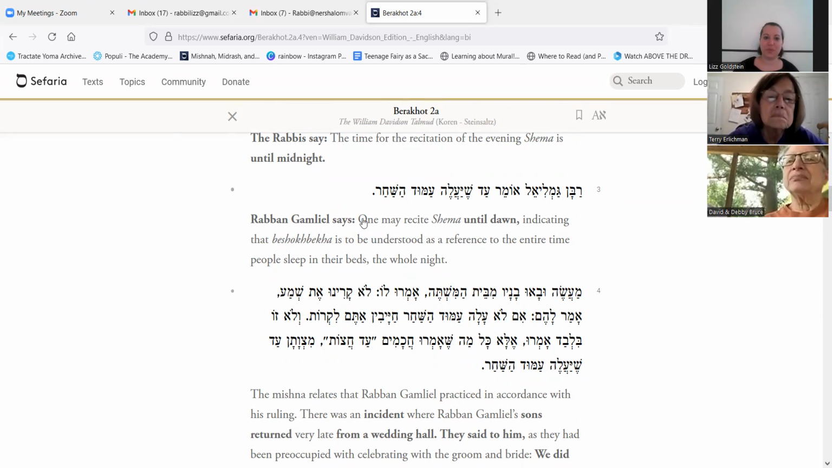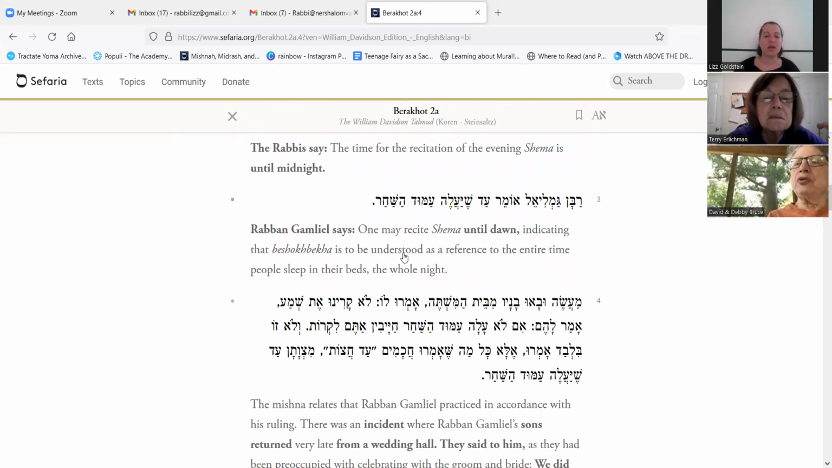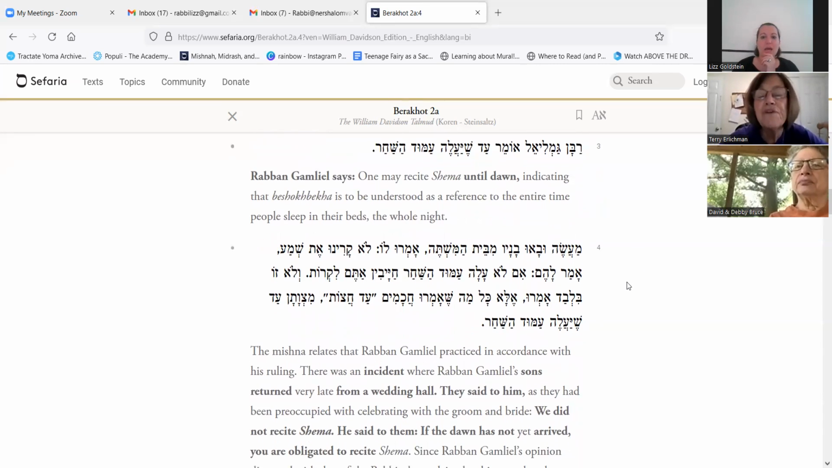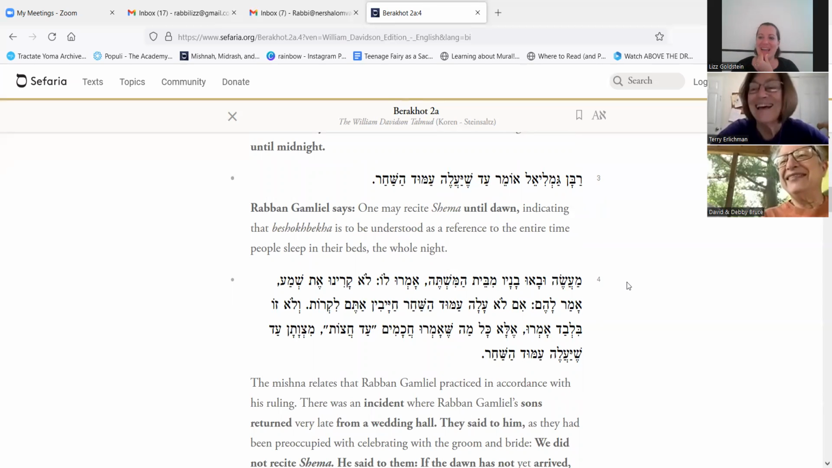The Koren Steinsaltz commentary here is helping you fill out the terseness, saying that where the Torah says when you lie down, b'shachtacha, it means the entire time you are lying down. So at any point, if you wake up in the middle of the night and you're like, I forgot to say the Shema, you can still say it. So if you fell asleep in your recliner. Exactly, yeah.